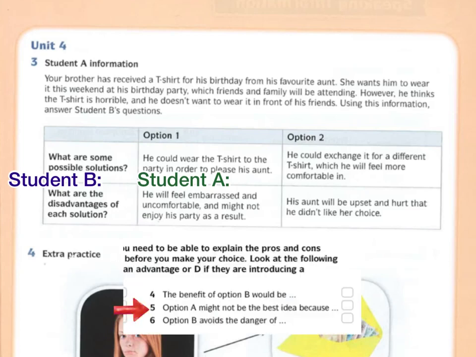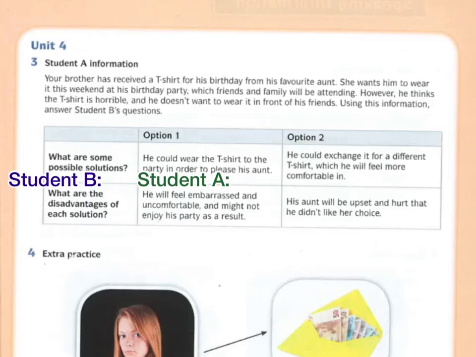Option 2 might not be the best idea because his aunt will be upset and hurt that he didn't like her choice. Pilihan kedua bukan idea yang terbaik kerana aunty dia akan sakit hati dan kecewa dia tidak suka pilihan dia. Selepas itu, student B akan bagi nasihat tentang penyelesaian yang terbaik dan sebabnya.